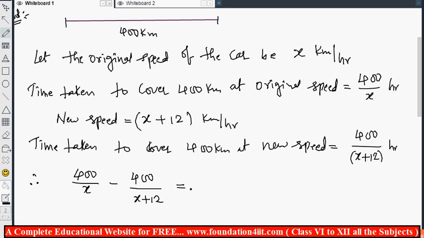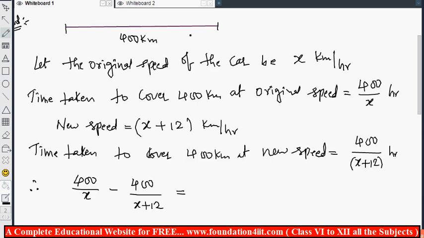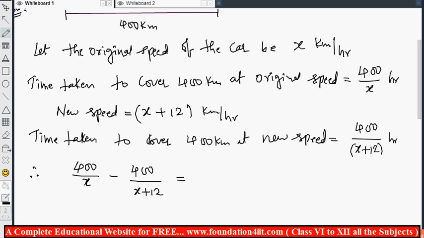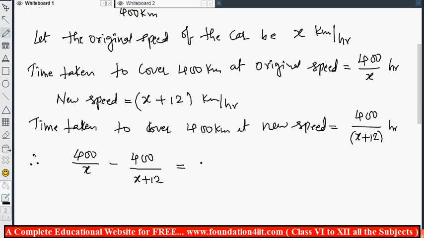The difference of this is 1 hour 40 minutes, right? So they give 1 hour 40 minutes. 1 hour 40 minutes means 1 hour is 60 minutes plus 40, that is 100. So 100 minutes it is. To convert into hours, divide by 60.